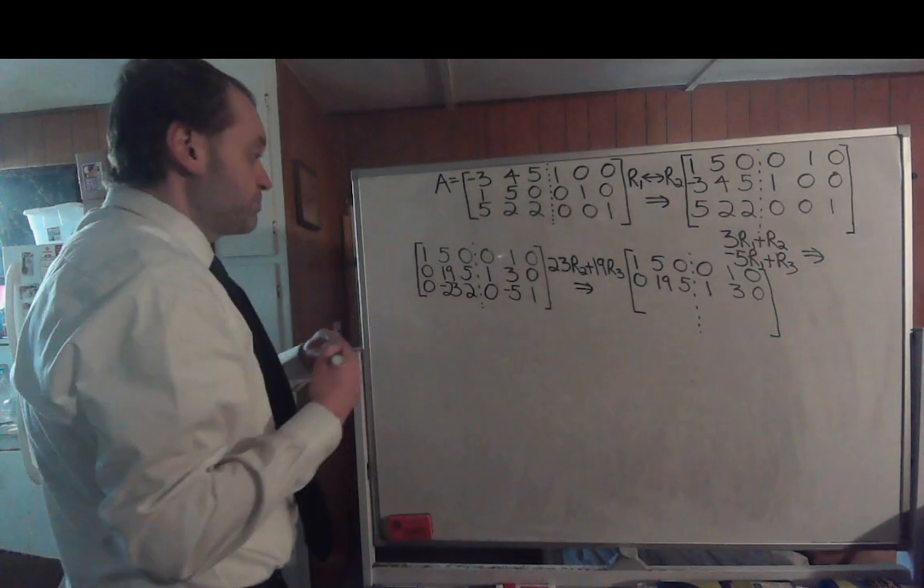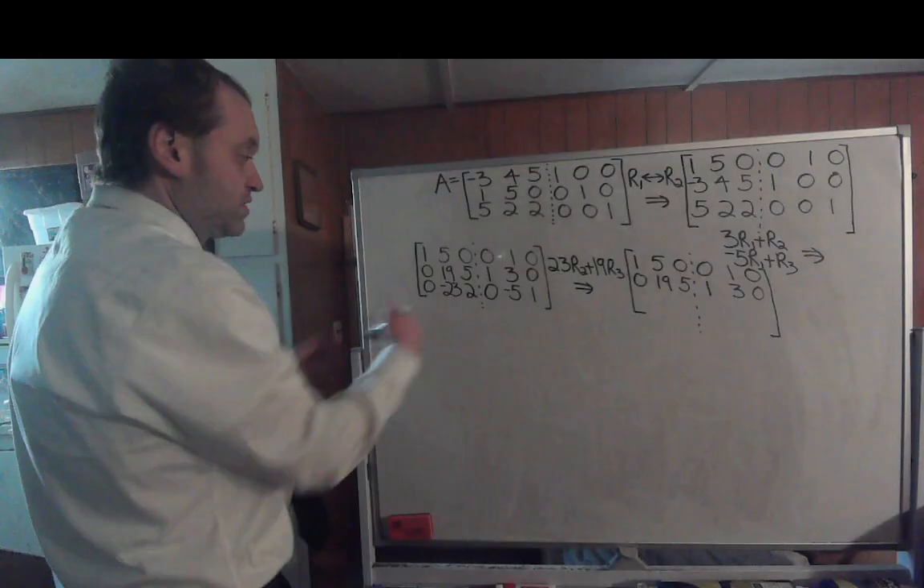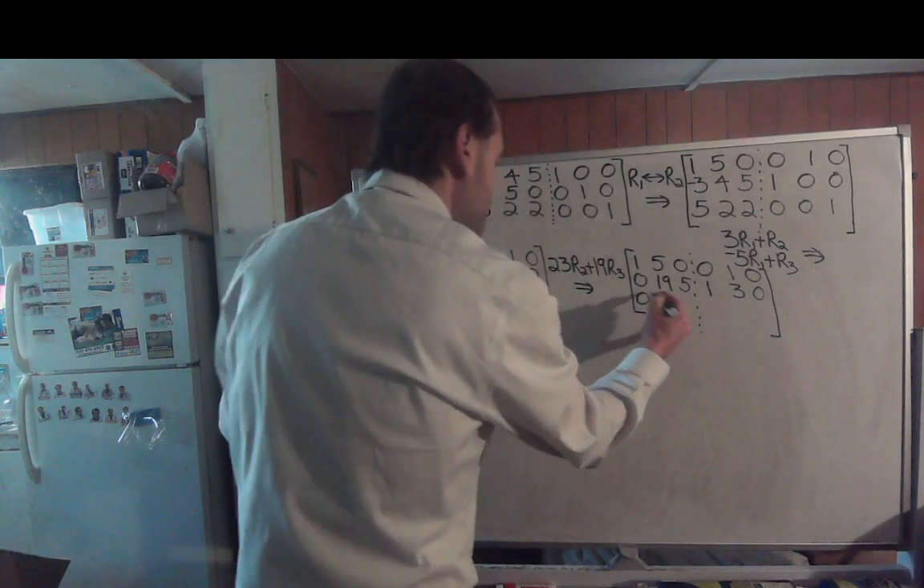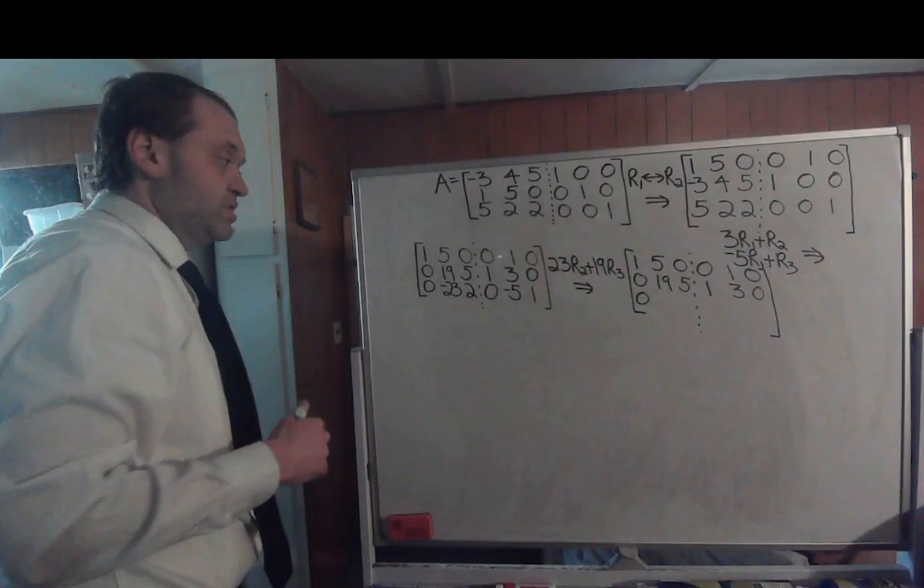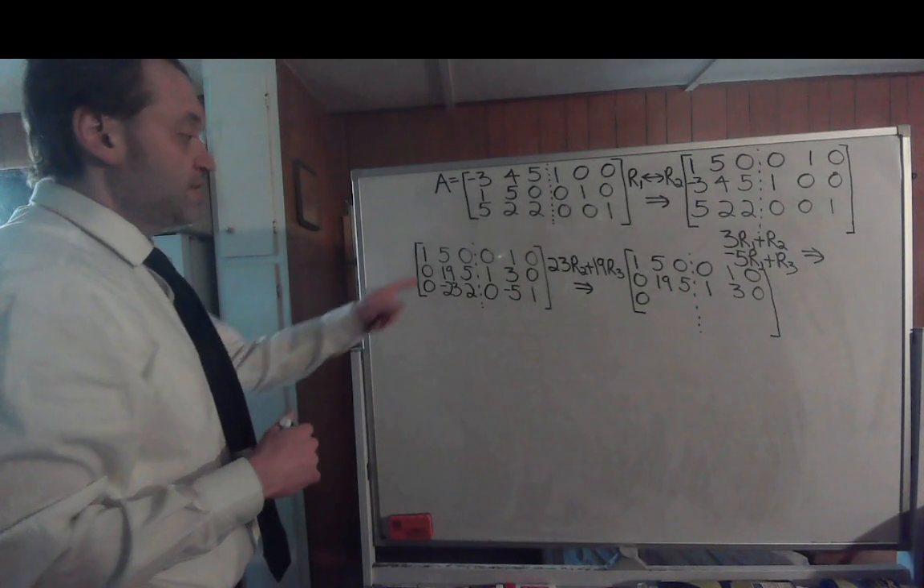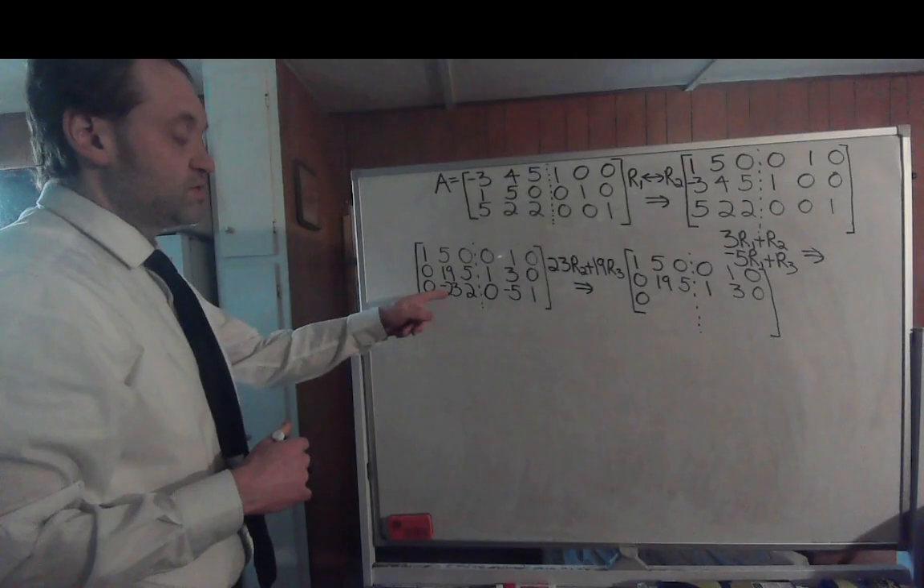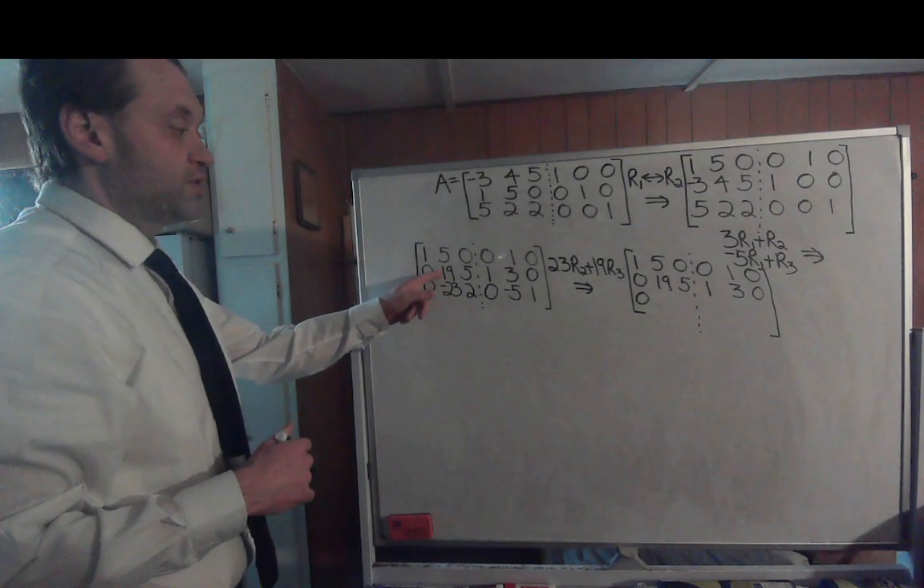Alright, so first entry still 0. That hasn't changed. But what about the second entry? Well, 19 times 23 minus 23 times 19, that's 0.